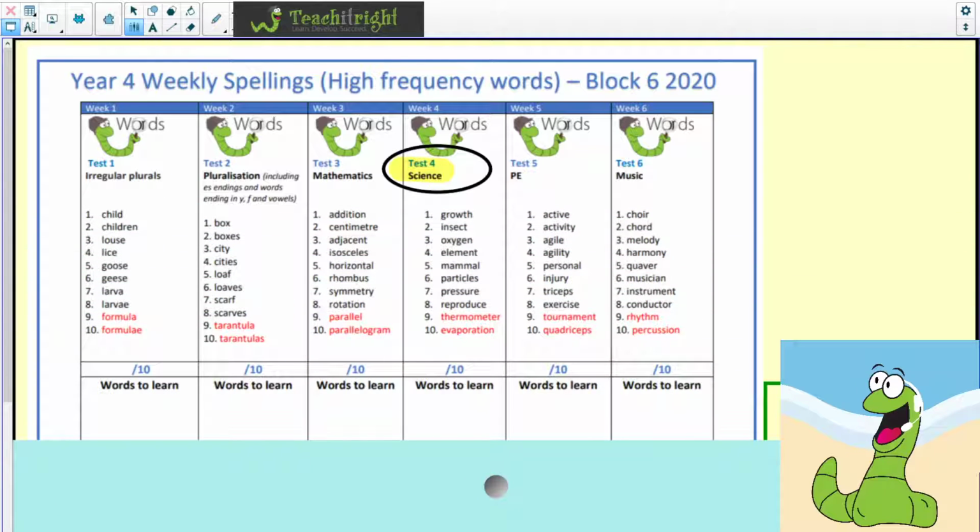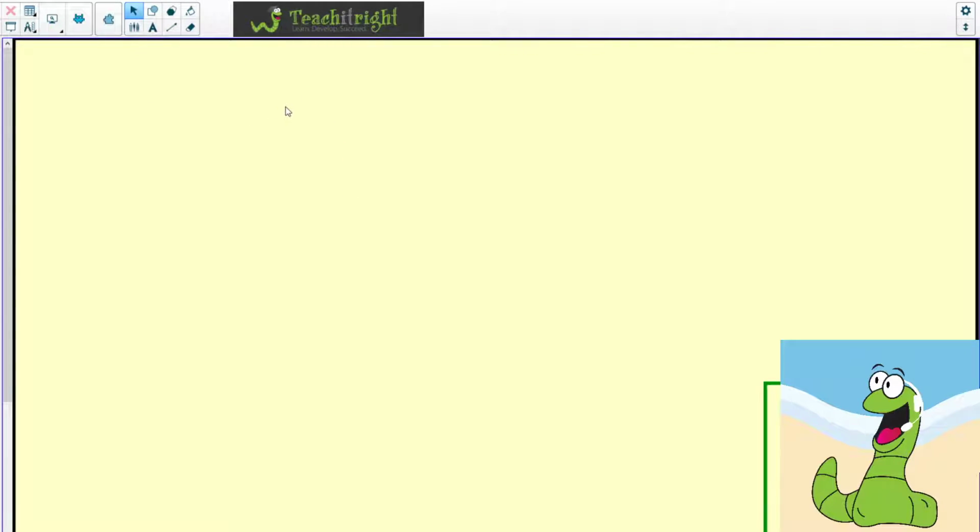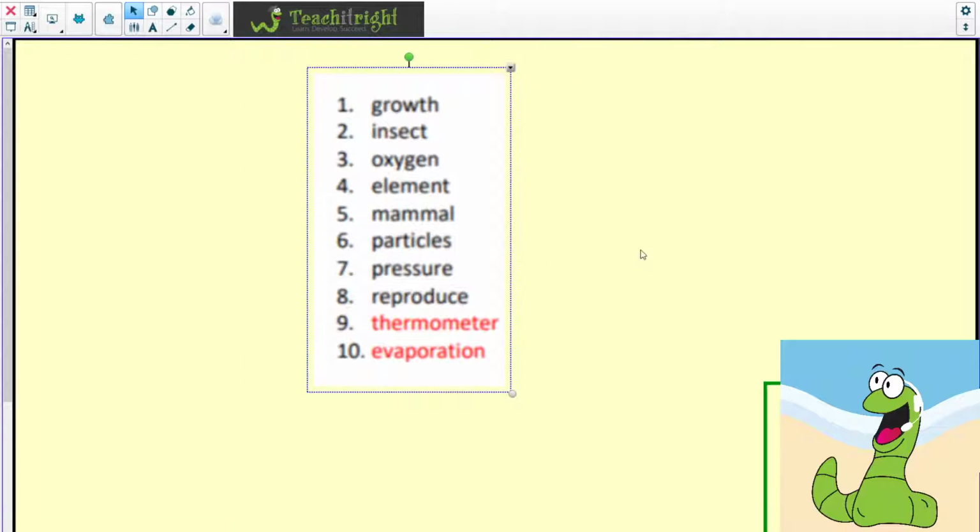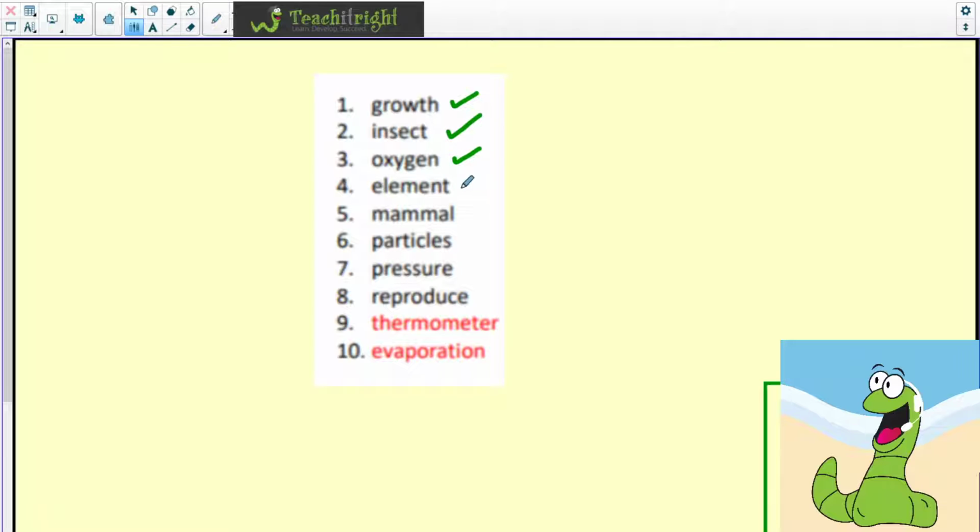Now, what I will do here, just to make it easier for you to see, I'm just going to snip those words, going to make them a little bit bigger for you, put them on a separate page. This is what we've been doing recently, just to make sure that you can see those words clearly. So there they are. So if it looks a little bit blurry, but probably easier to see than they were on the previous screen. So just go down through, check your spellings, growth, insect, oxygen.